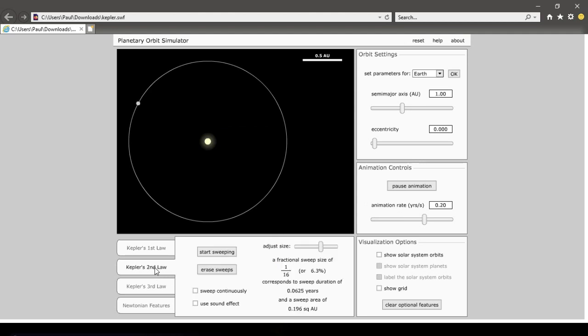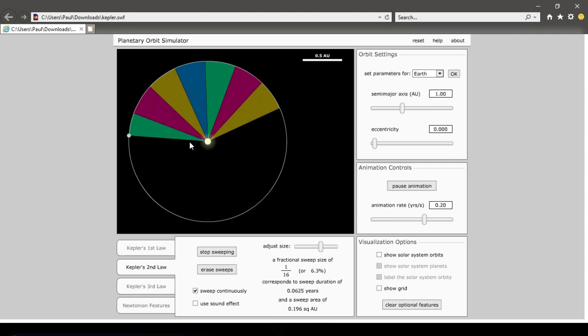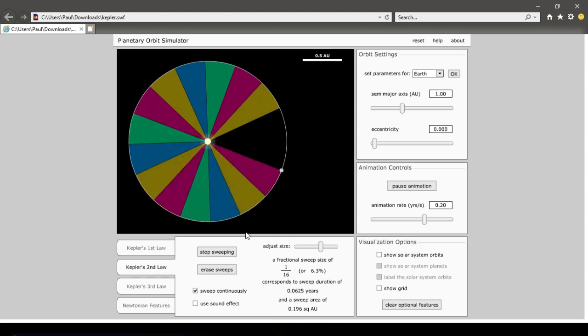Now Kepler's second law is a very cool one. It's looking at the fact that the Earth, or anything in orbit, travels at a certain horizontal velocity. Remember, as it falls to the object, it goes in a curve. And Kepler's second law says that these sections here all have the same area. That's pretty obvious because they're all, let's see, 1, 2, 3, 4, 5, 6, 7, 8. There's 16 of them, so it's a 16th of a sweep.